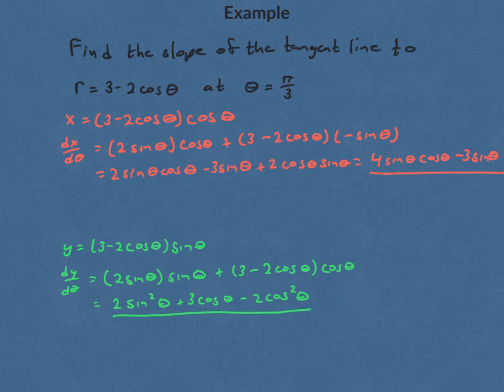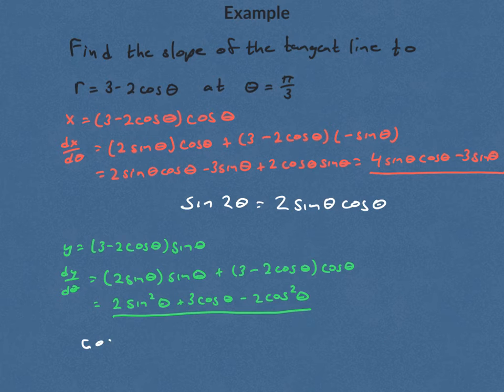Now, one thing you might notice as you're working on this is that parts of this, this part right here, 4 sine theta cosine theta, and these two parts, the 2 sine squared theta minus 2 cosine squared theta, might look familiar to you. One of the things you could remember is that we know the sine of 2 theta is equal to 2 sine theta cosine theta. And I also know that the cosine of 2 theta is equal to cosine squared theta minus sine squared theta. So I could use those to simplify this a little bit.